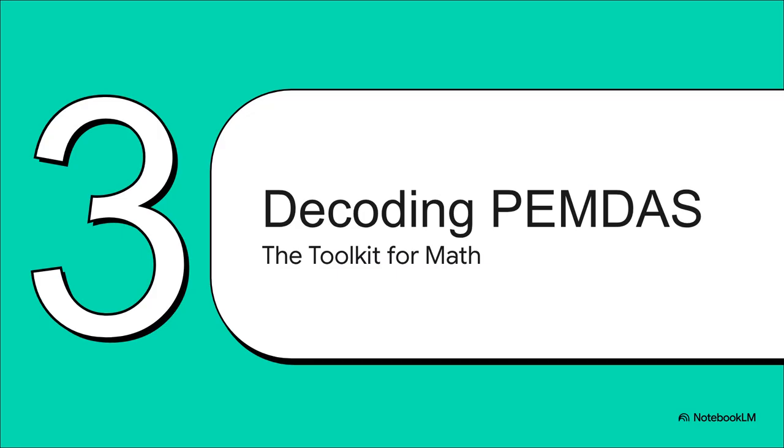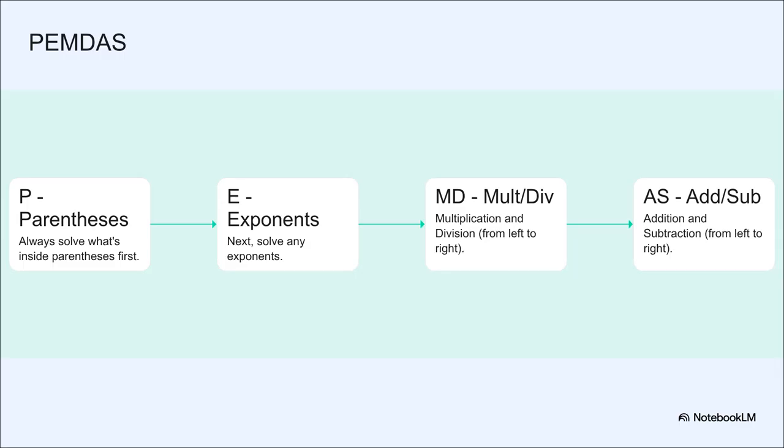Okay, so how on earth are you supposed to remember this blueprint? Well, luckily, we have a really powerful acronym that acts like our toolkit for getting it right every time. And here it is, PEMDAS. P is for parentheses. You always solve what's inside those first. E is for exponents, the little numbers up top. Now here is the most important part.